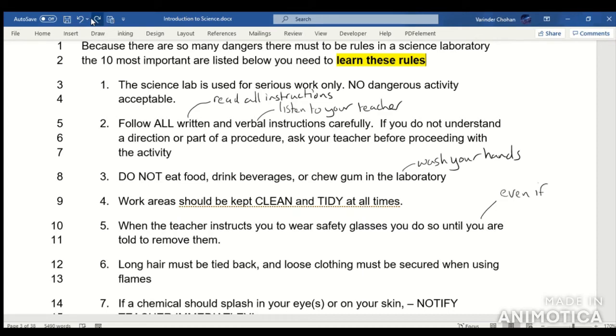And this applies even if you wear glasses. So if you wear glasses, make sure you're still wearing your goggles. And when we say wear your goggles, not on the top of your head. Number 6, long hair must be tied back and loose clothing must be secured when using flames.